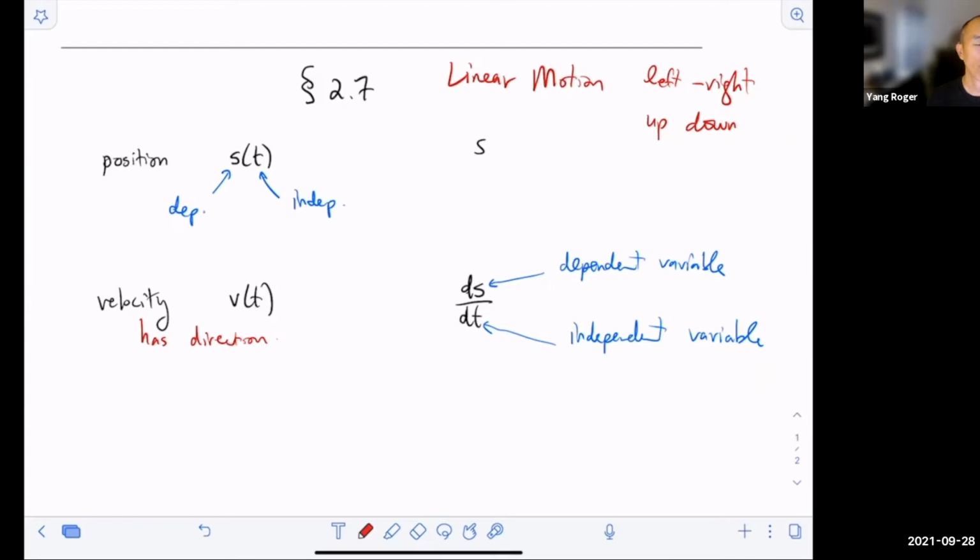Okay. But what I can do with the velocity is I can remove the direction component. So if I take the absolute value of v of t, this removes the direction. And now we have speed. So speed is simply the absolute value of the velocity.